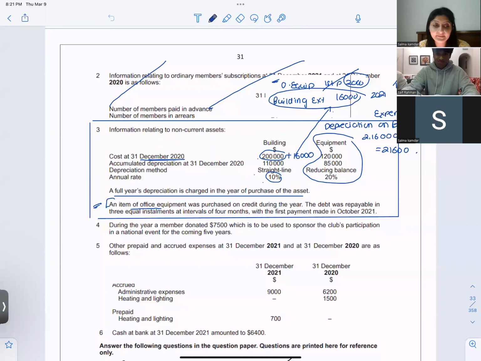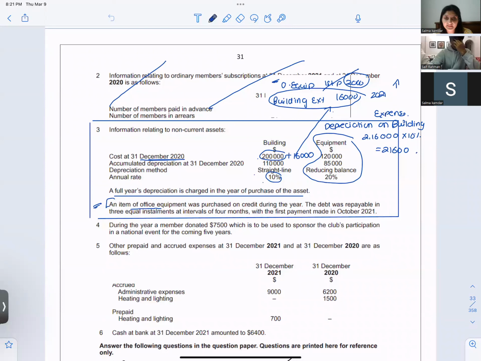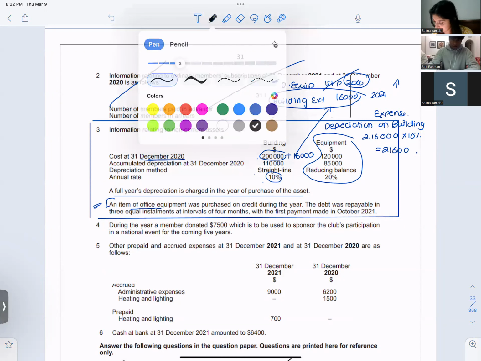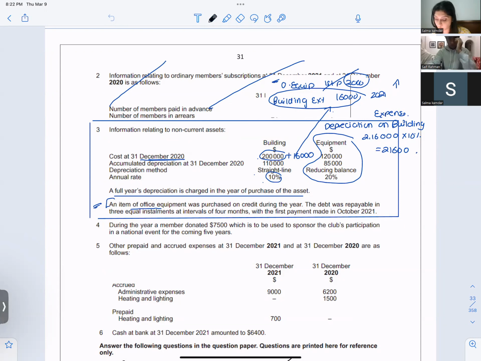So you have to find the depreciation on equipment. How will you find the depreciation of equipment? We'll do the reducing balance method. How? We have the first payment, so we have 2,000 as first.